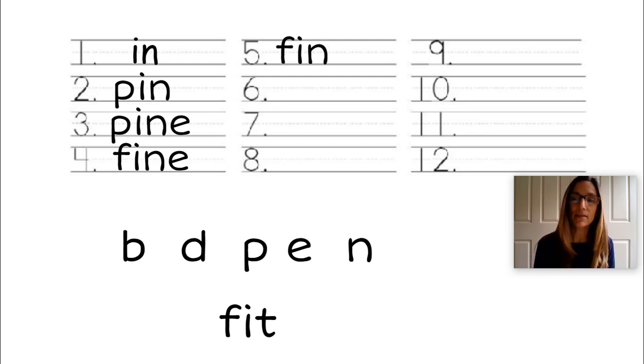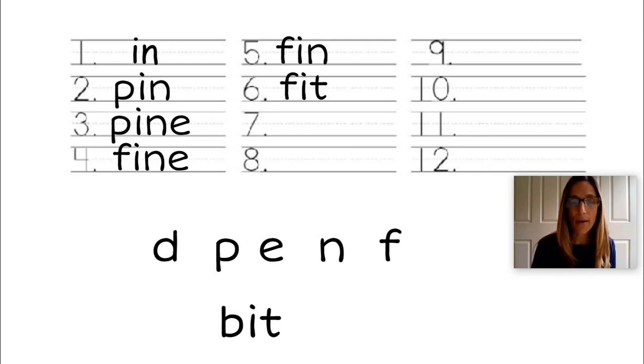So let's change the beginning sound again to B. Be careful to choose the right one. We have B and D in our letter collection. So make sure you choose the B sound and switch the F with a B. Instead of fit, you have bit, right? Like bit into your apple, bit. So we have in, pin, pine, fine, fin, fit, and now we have bit. Number 7 was bit.